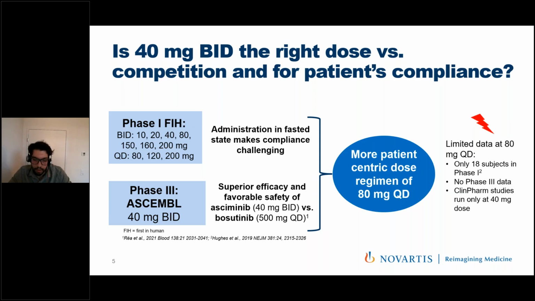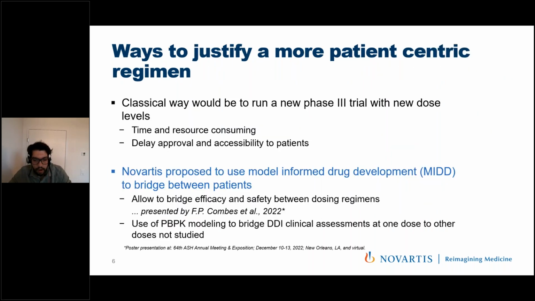the challenge we had with this 80 milligram QD dosing regimen that we would like to propose was that we didn't have any phase 3 data. We had only some limited data from 18 subjects from phase 1, and also there were no clinical pharmacology studies available. So let's see how we address that question. So practically, there were 2 avenues here that we could have explored.